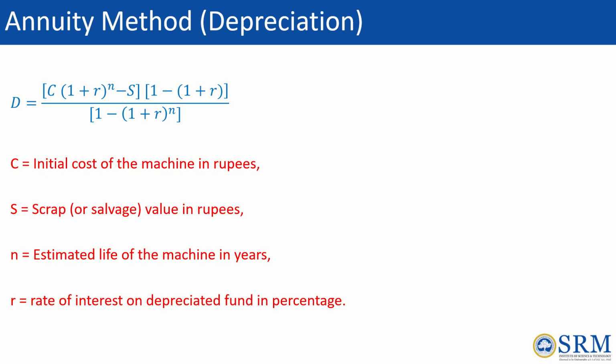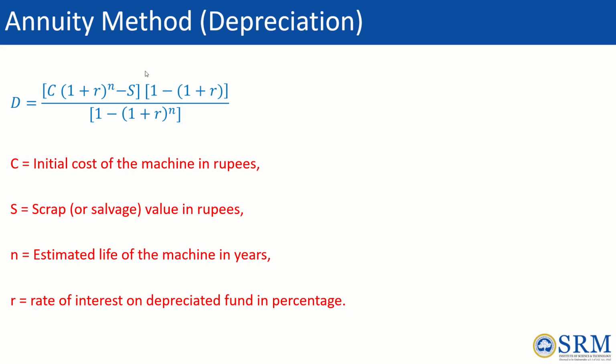Annuity method takes the opposite perspective of the sinking fund model. It views the capital spent on purchasing a machine as an internal investment that should have been earning interest for the business. So therefore, it charges interest on the diminishing capital value of the asset over time.